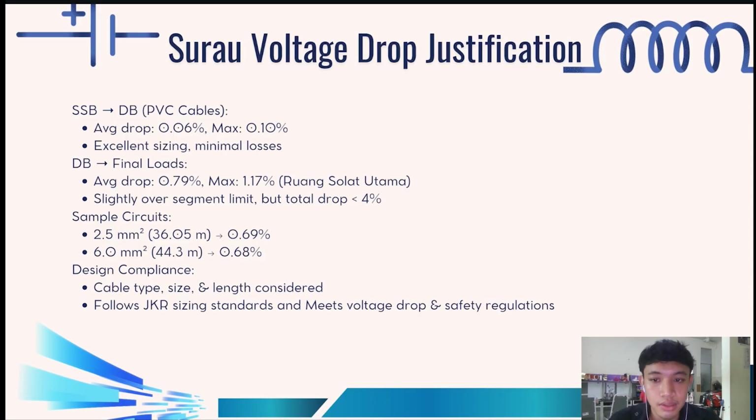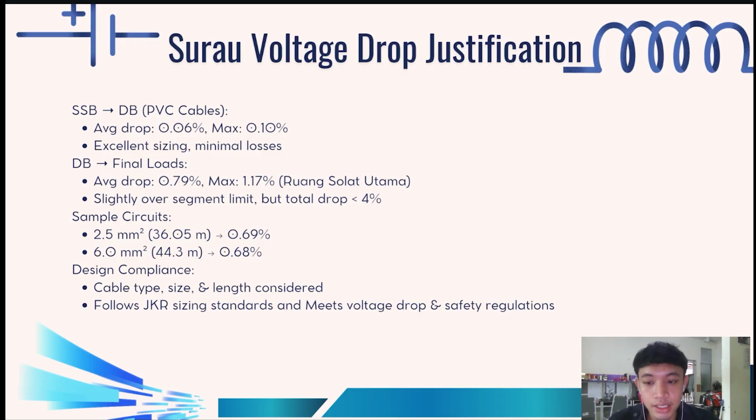Next, for our surround voltage drop justification, the sub-main from the DB, which is the PVC cable, has an average drop of 0.06% and a maximum drop of 0.10%. It is excellent for saving and has minimal loss. And then next is DB to final load. The voltage drop average is 0.79%, max is 1.117% for the 1 solar tower. That is slightly over the single limit, but the total drop is below 4%. The single circuit is 2.5 mm square at 36.05 meters, and 6.0 mm square at 44.3 meters, which is still below the compliance limit from the JKR.